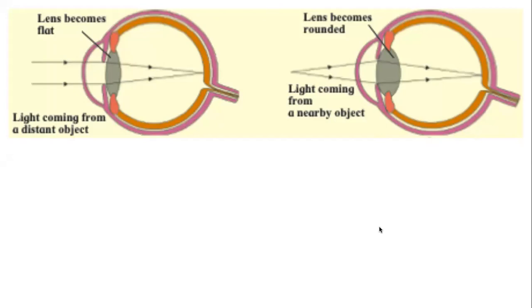Cornea, iris, pupil, lens, ciliary muscles, optic nerve, retina. Power of accommodation is the power of the lens to change its focal length by changing its shape. And when the size of the pupil changes, that determines how much light enters our eye. These are the main points. This is how our eye is constructed, and this is how our eye functions.